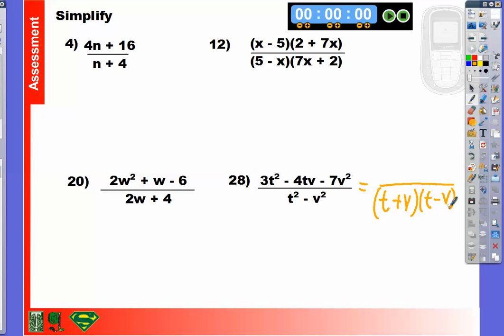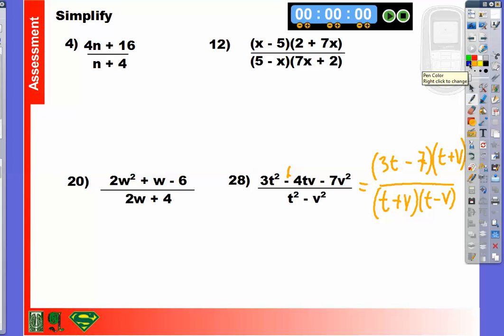how do I get negative 4 out of 7? Well, I know negative 7 plus 3 is negative 4, right? So that means my 7 and my 3 need to be in the same parentheses. So I have 3t, and we have our 7. Do we want the 7 to be positive or negative? Negative, because this middle term is negative, times (t plus v). So what parts get to cancel out?